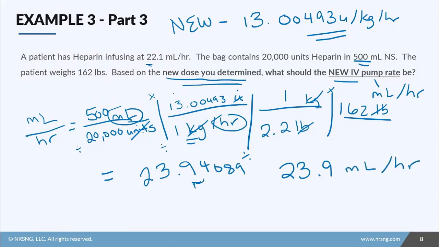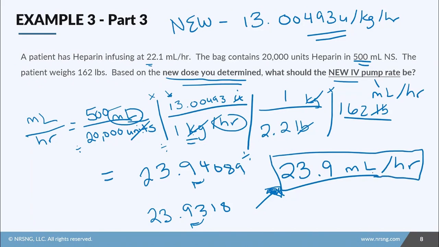Now, if you had rounded this and used just 13 as opposed to 13.00493, you would have ended up with 23.9318. Again, rounding to the nearest tenth, you still would have ended up with 23.9. However, you can see how if this had ended up 9.5 something something, and this had ended up 9.4, this one would have rounded up and this one would have rounded down. So that is why we always say to round at the end, if at all possible. Okay, so there's your answer, 23.9 milliliters per hour.